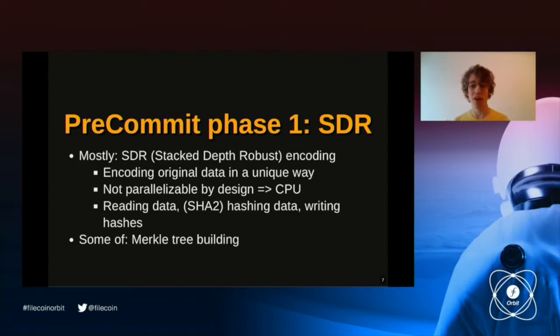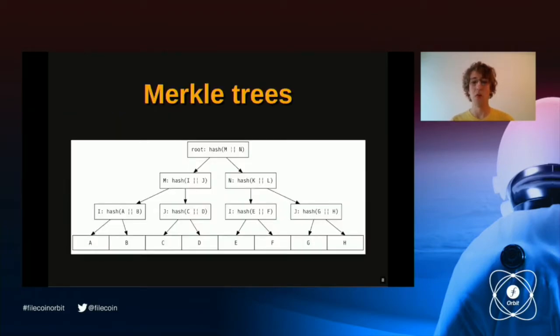Therefore, I want to briefly talk about what Merkle tree building means. So what is a Merkle tree? Here, you can see an example. So at the bottom, you have the data you want to build your Merkle tree on. And what you do is you have a certain number of children. In this case, it's 2 children. So we call this the arity of the tree. In Filecoin, we also have trees which have, for example, 8 children.